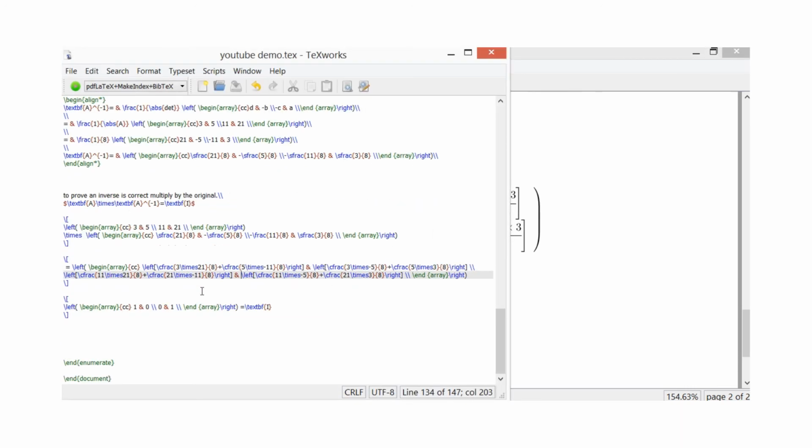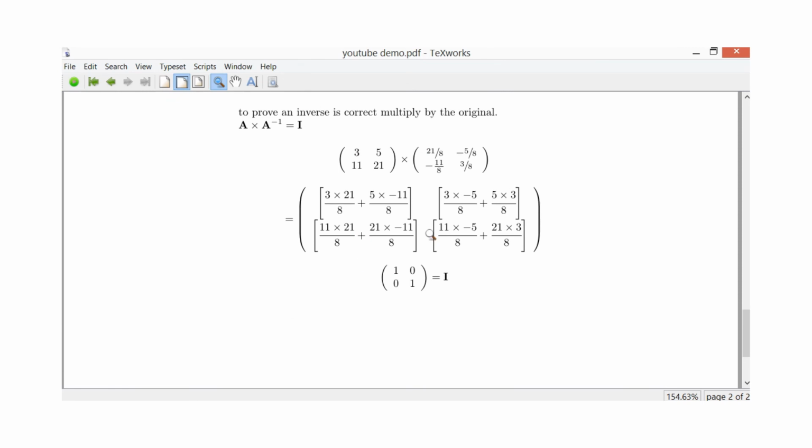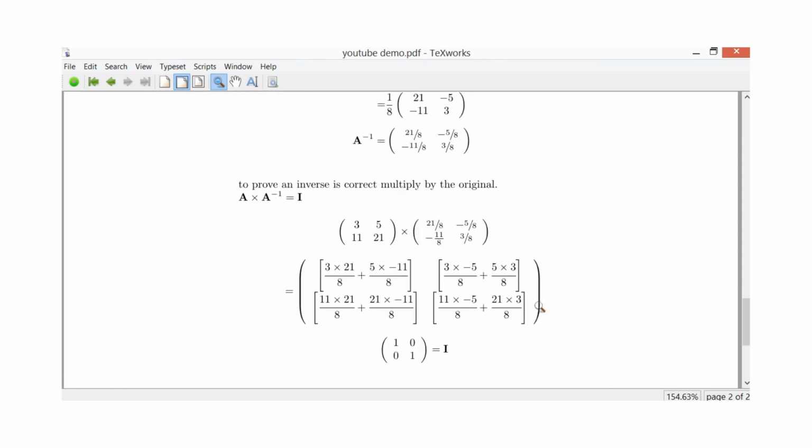And then just to finish off, I've displayed what the inverse matrix is here, 1 0 0 1, and then end enumerate, which I had at the beginning there, and then end document. So there we go. That's how we do it. So that's inverse matrices and how to import into LaTeX.